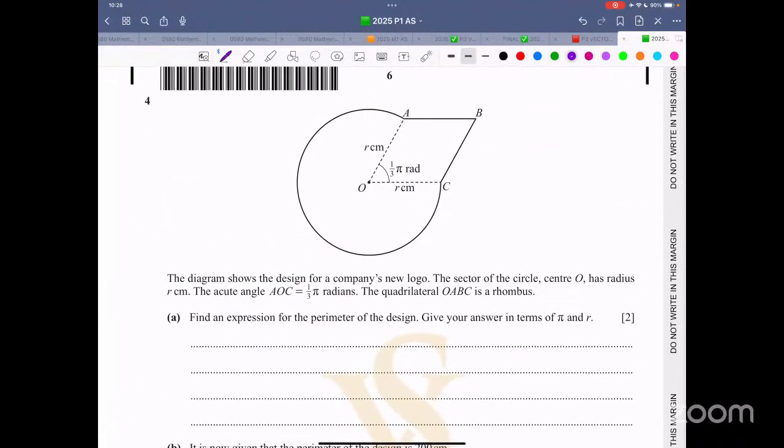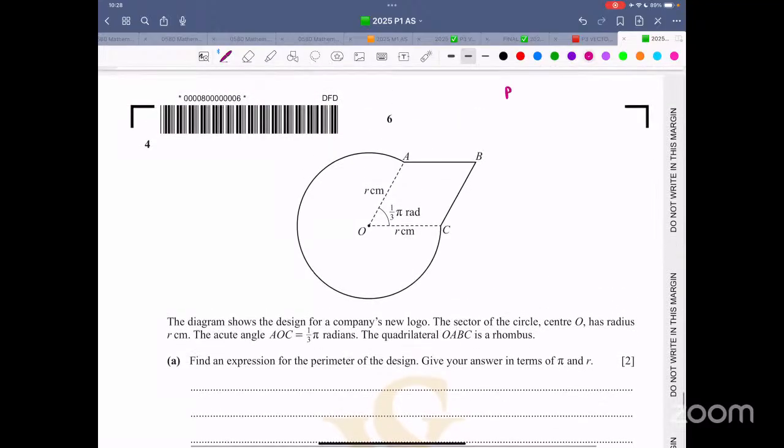Circular measure. Now, circular measure, what is the first thing that needs to be done? The very first thing is that your calculator should be in the radian mode, and you should use all the formulas that you have learned in class.